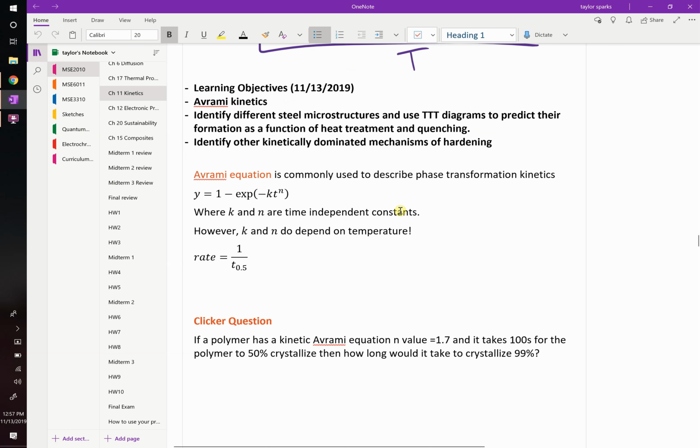Okay, our learning objectives for today. We should get pretty close to finishing chapter 11 on kinetics today. The first thing we're going to go over again is Avrami kinetics with an example. And then we're going to dive into TTT diagrams for steel.